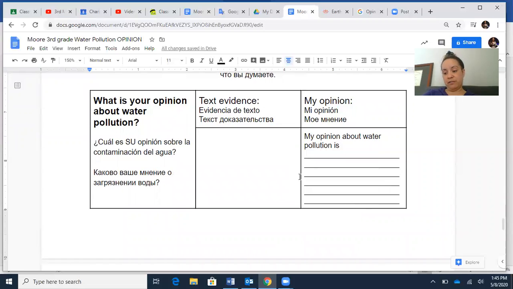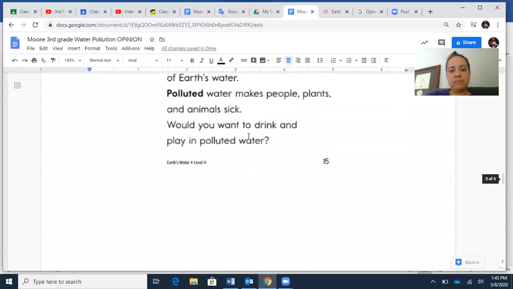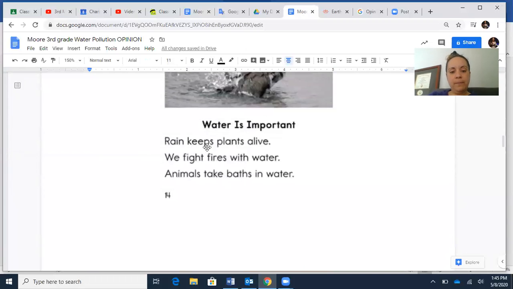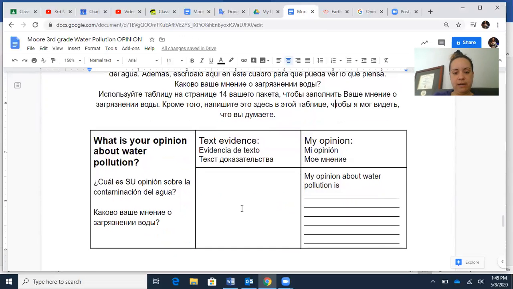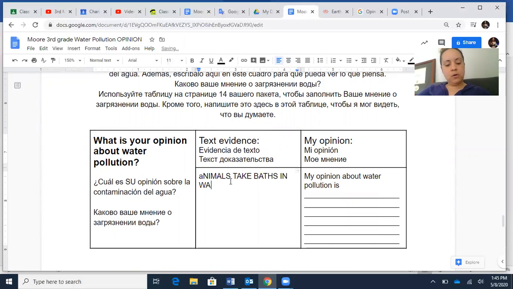All right, so here's our chart. It says, what is your opinion about water pollution? Here is the text evidence. So this is where I'm going to copy something from the text that I think is important with my opinion. So let's go back up to the text. I need to find something that I think is important. Well, I know that animals take baths in water. That's important. So I'm going to write that in my text evidence. Animals take baths in water. Oh, I don't know why it's all capitals like that. That's okay. All right, that's one thing.